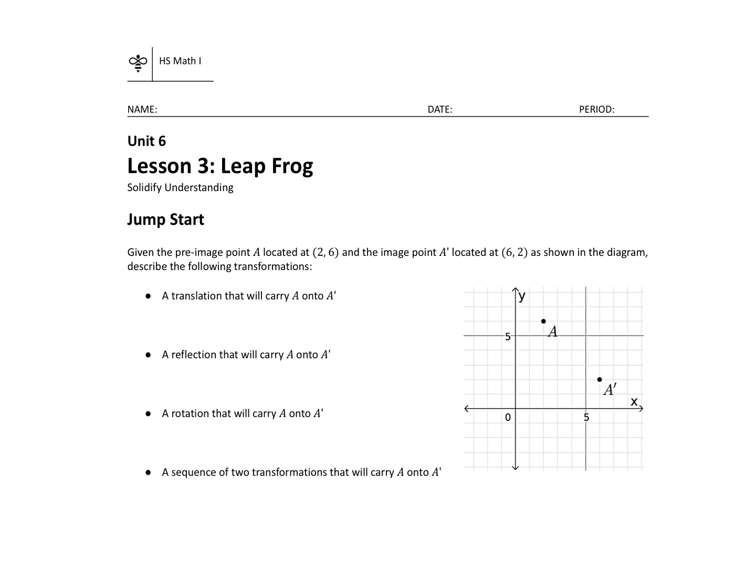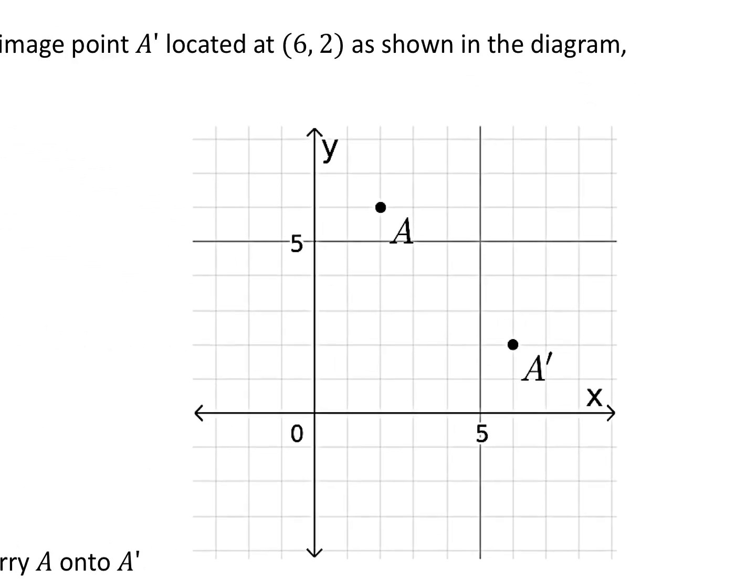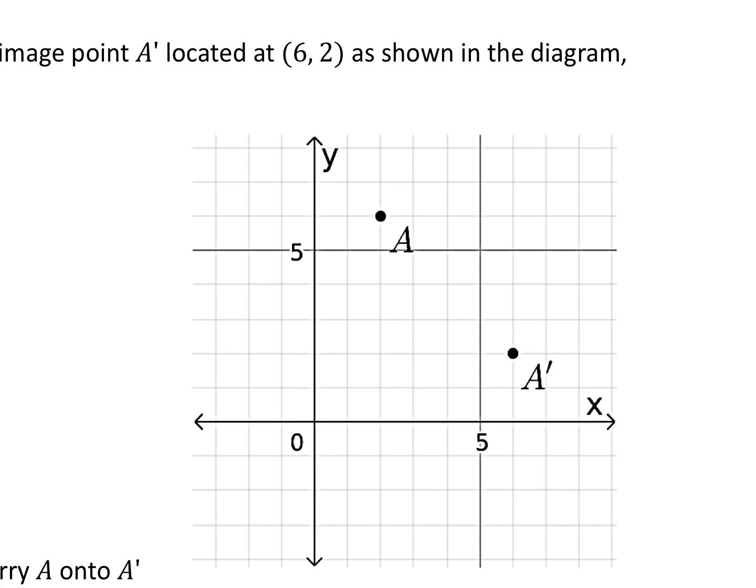So the first one they want us to do is a translation. Remember that A is the preimage, A prime is the image. So A is the old and A prime is the new. So let's go ahead and track how we went from A to A prime. So it looks like we went down 4 boxes and right 4 boxes.